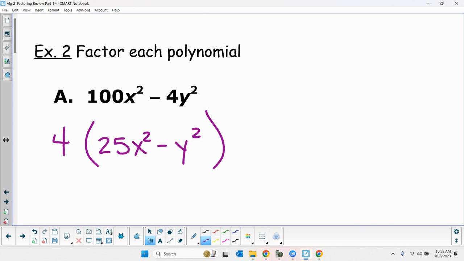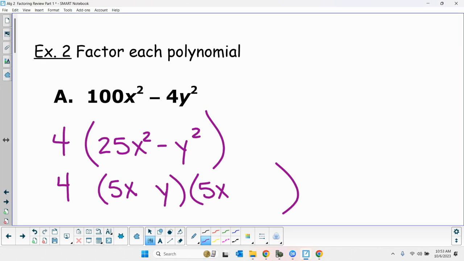Are these perfect squares? Any variable to an even power is a perfect square. Okay? 25 is a square, right? So, I put my 4 down, don't forget about it. Make 2 sets of parentheses, and now you square root. What's the square root of 25x squared? 5x. What's the square root of y squared? Y. Then what? 1 plus, 1 minus.